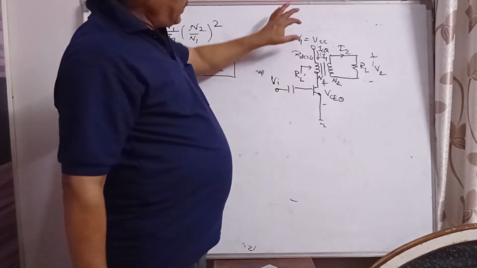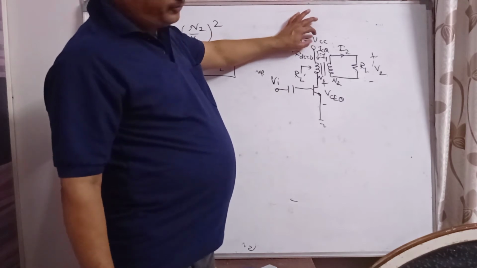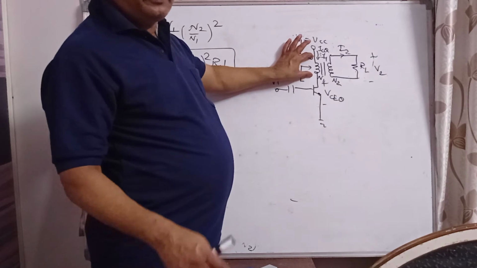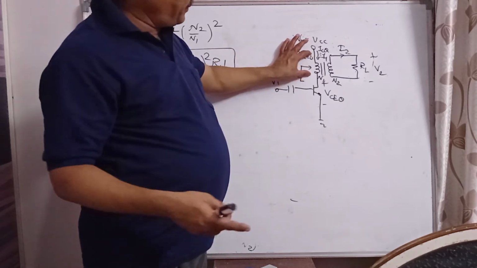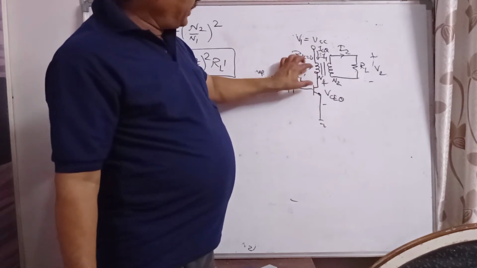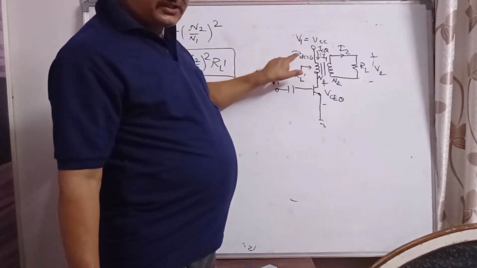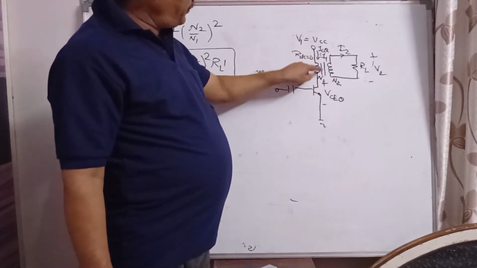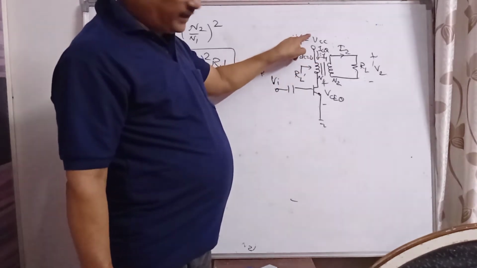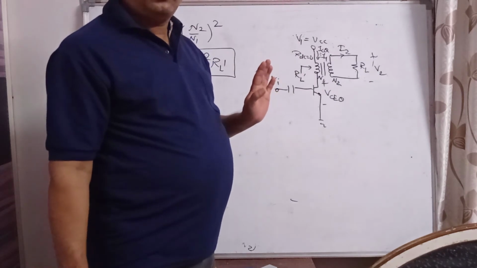In the previous case, input power is generated here, VCC into ICQ, and some power is distributed to RL. You see the previous circuit, some power is given to RL and then the remaining power is given to the transistor. But here, since DC resistance is 0, the power in this, I1 squared into 0, is 0. So the whole power that is generated is given to the transistor.